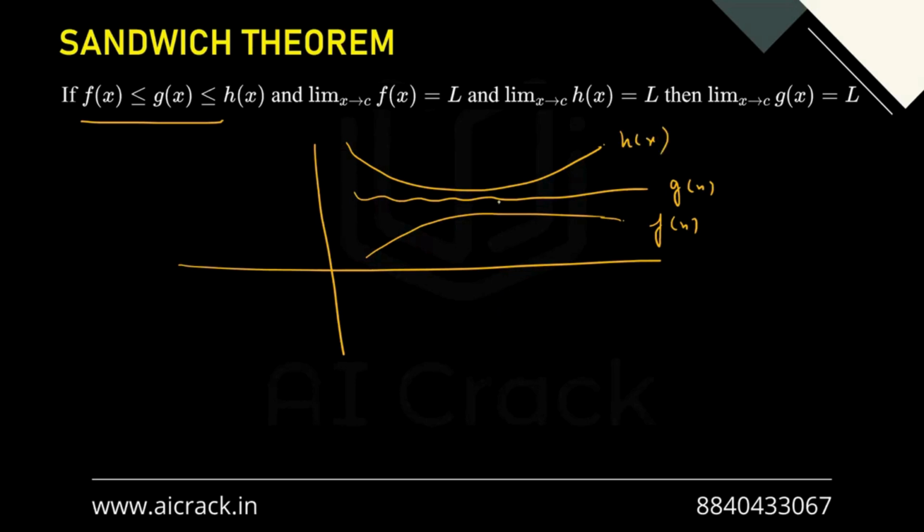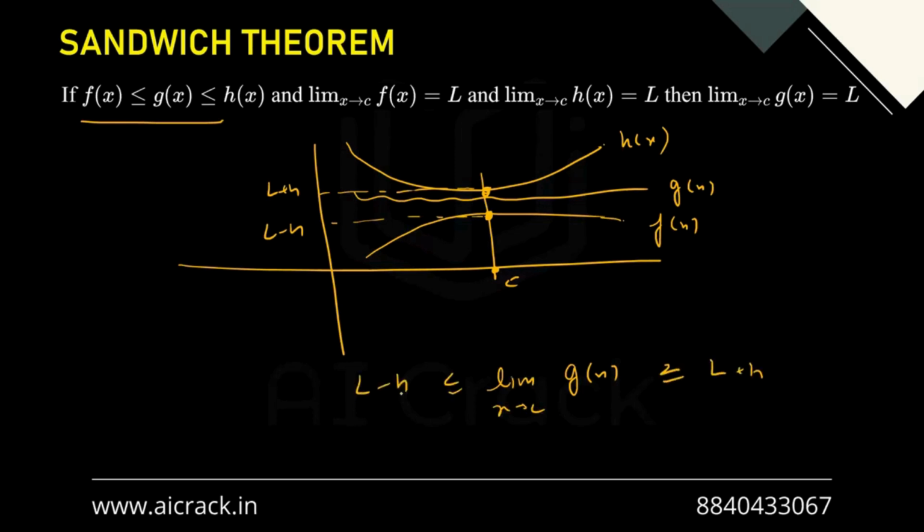Now let's say for a particular point c, we are trying to calculate the limits, and this value over here and this value over here, let's say this value is L plus h, and this value is L minus h. Why? Because limit of fx x approaching c is L. So that's why near the vicinity I have taken L minus h, and over here near the vicinity I have taken L plus h, right? Now gx value is lying between L plus h and L minus h. So gx limit x approaches c is lying between L plus h and L minus h.